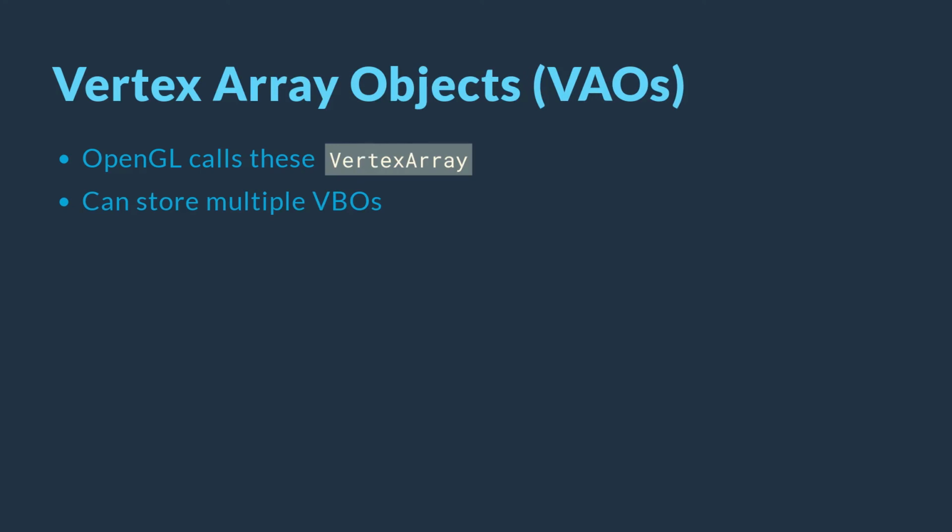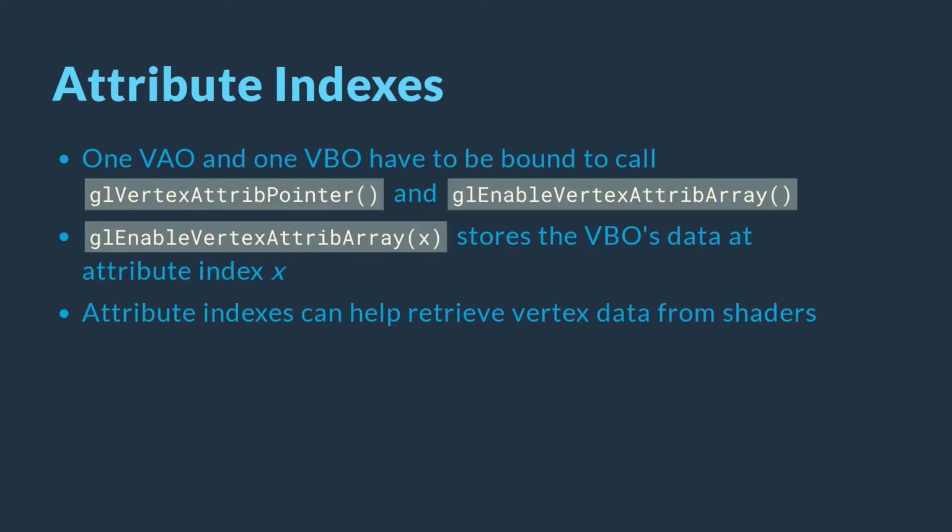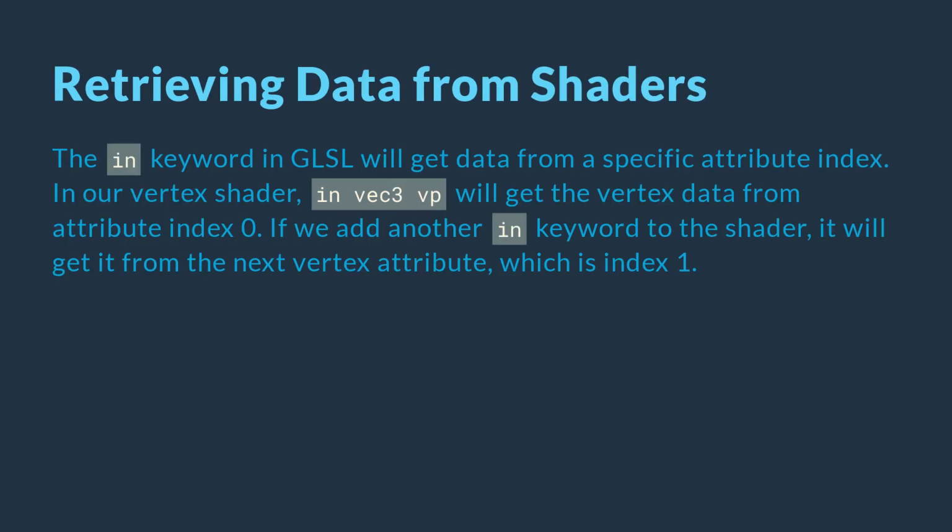A vertex array object can store multiple VBOs. A VAO and VBO have to be bound to set an attribute index. Attribute indexes help retrieve data from shaders. In GLSL, the in keyword will get the data from a specific attribute index. The first time it is used, it will get data from index 0, the second time, it will get the data from index 1, and so on.